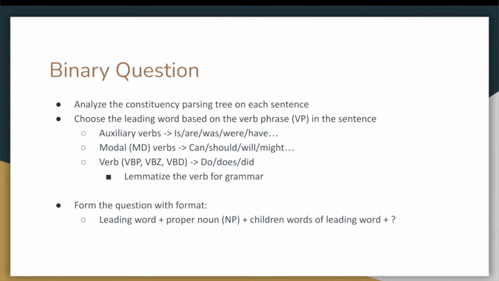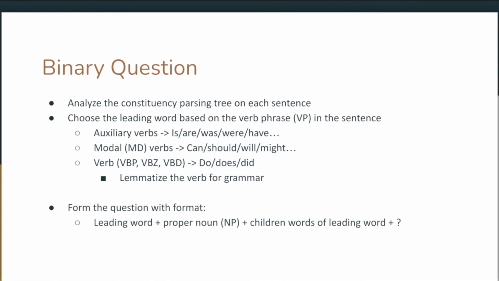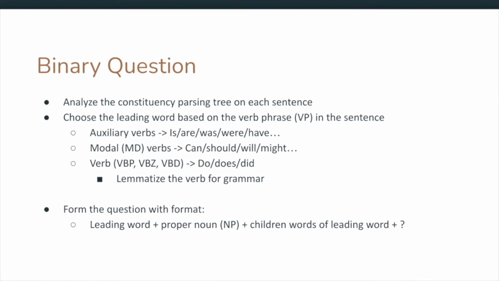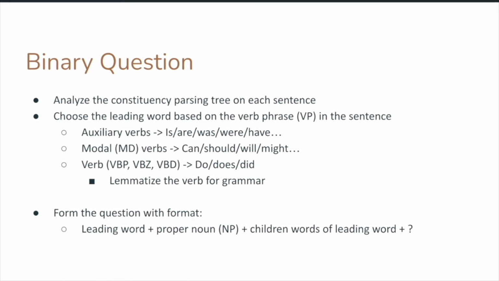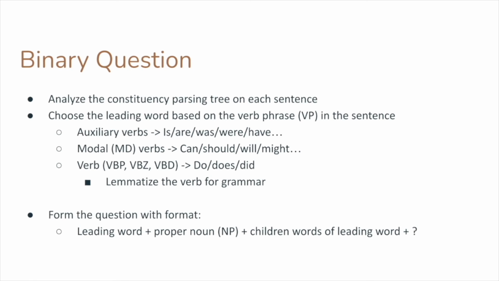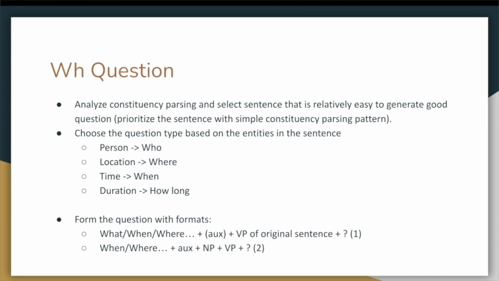To generate the binary question, we first analyze the constituents parsing tree of each sentence, and then choose the leading word based on the verb phrase in the sentence. So auxiliary verbs have leading words like is, are, and modal verbs have can, shall, will. And we can form a question with the format in the slides.